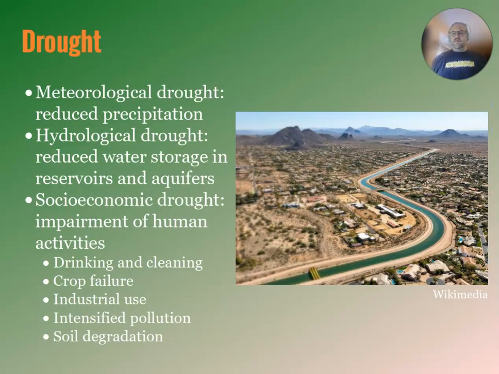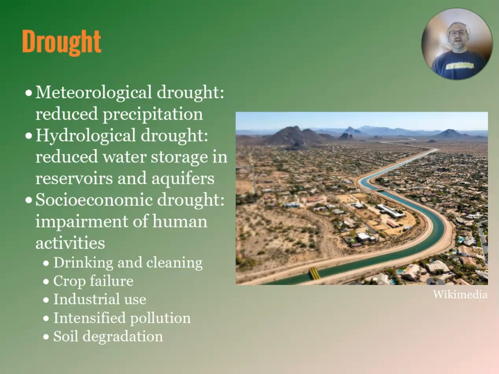Okay, so to talk about flooding, we want to start by talking about its opposite, which is drought. So flooding, we've got too much water. Drought, we've got not enough water. And when we talk about drought, there are several different ways that we can define a drought. So several different kinds of drought that we might be in at a given place in a given time.